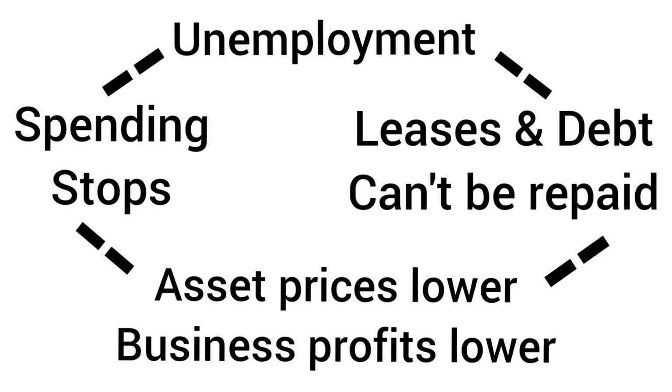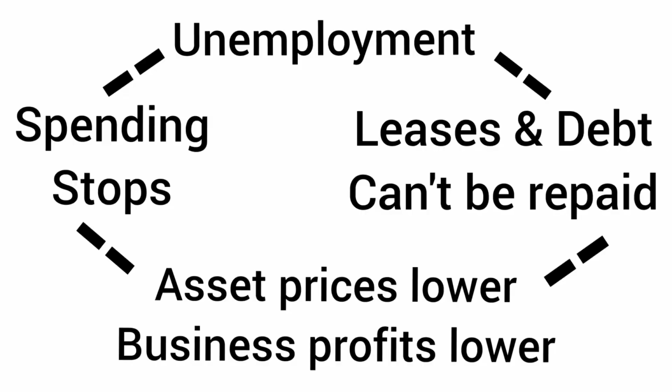The first diagram I'm going to overlay for you is the business cycle doom loop scenario. Unemployment, spending stops, business profits lower, leases and debts can't be repaid. You can start at any point on this chart. Same applies for the real estate one too, you'll see why in a minute. Start at any point in this chart, work your way counterclockwise, and that's how this scenario is really going to play out. Because of the virus and the mandatory shutdowns that have come of it, spending has already stopped.